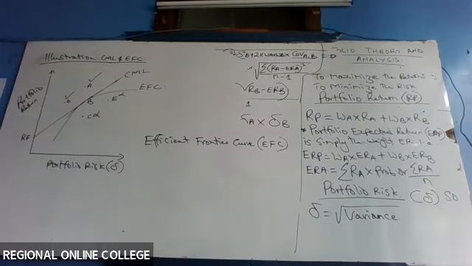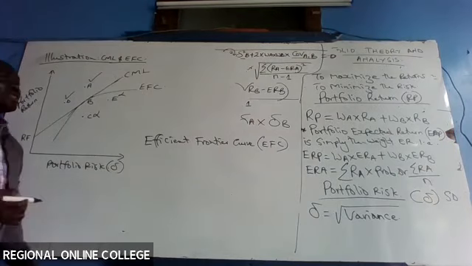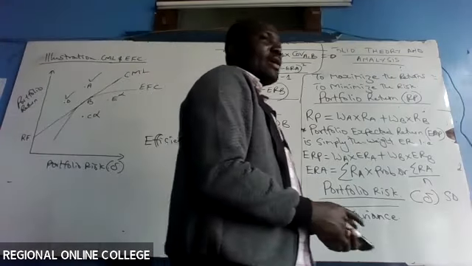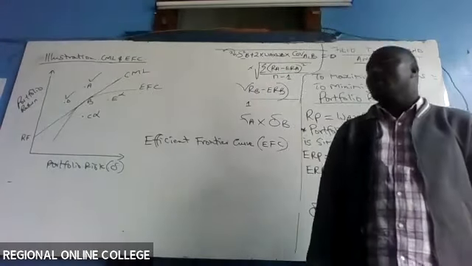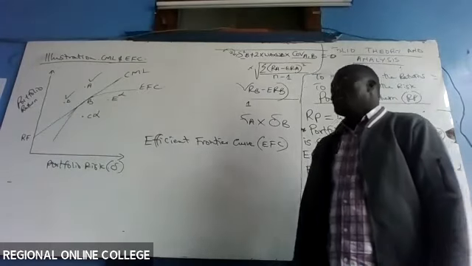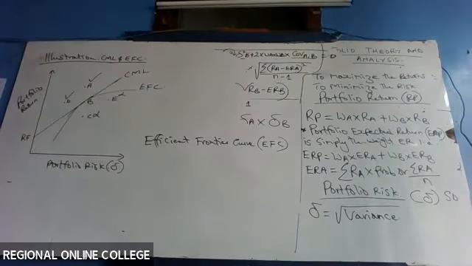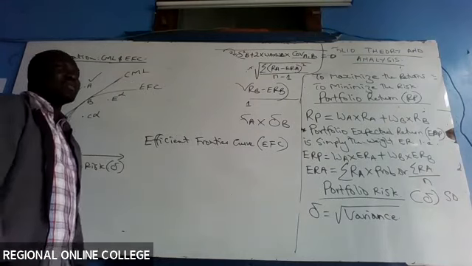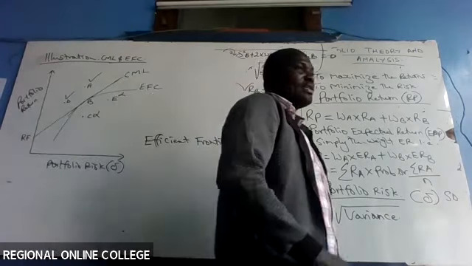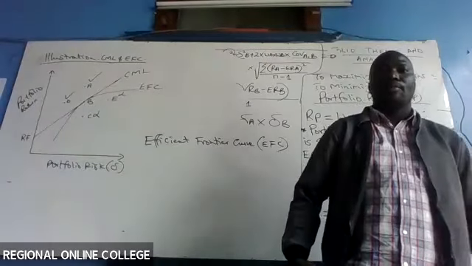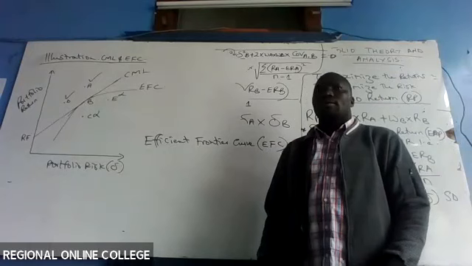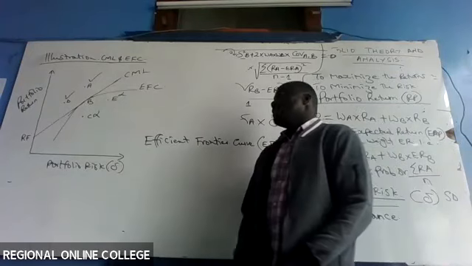So let's explain this for A, B, C, D, E. Portfolio A is superior to portfolio C since it promises the highest return at the same risk level.